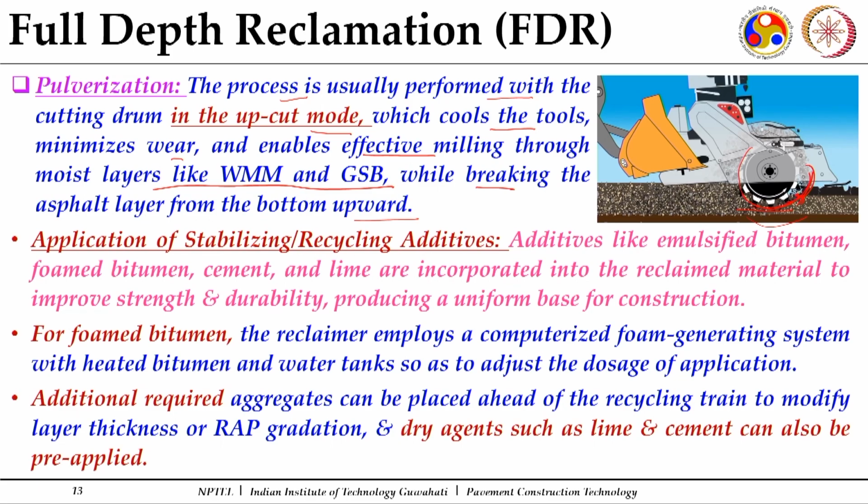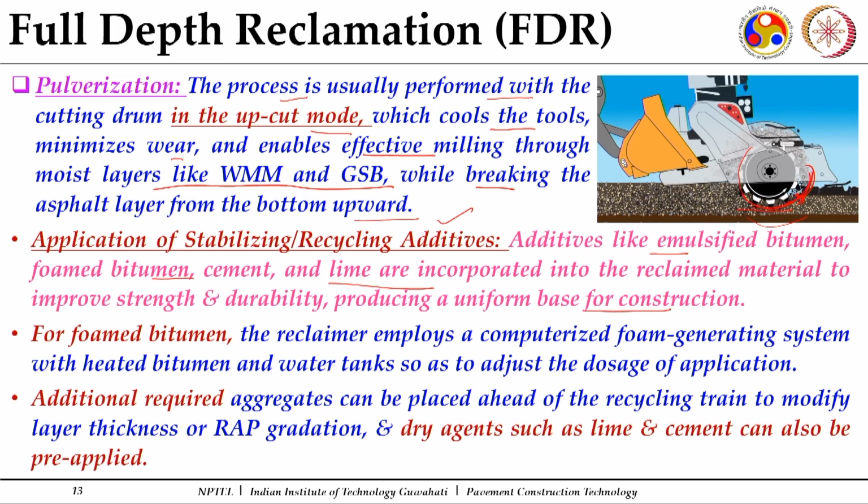This is one way. You can use rippers also, and then hammer mills are also there. These rippers can be attached to your graders also, and to dozers also. They can break the existing pavement structure, and then through the hammer mills and crushers you need to reduce them to usable sizes. Then comes application of a stabilizing or recycling additive. Additives like emulsified bitumen, foamed bitumen, cement and lime are incorporated into the reclaimed material to improve the strength and durability, producing a uniform base for construction.